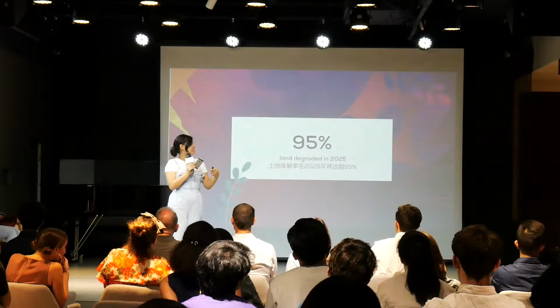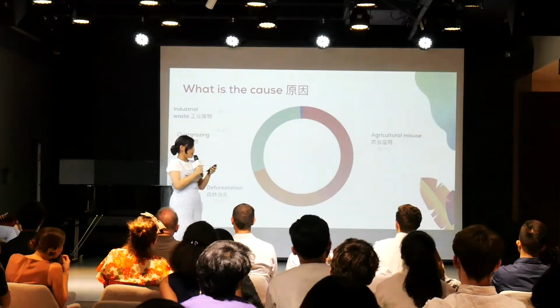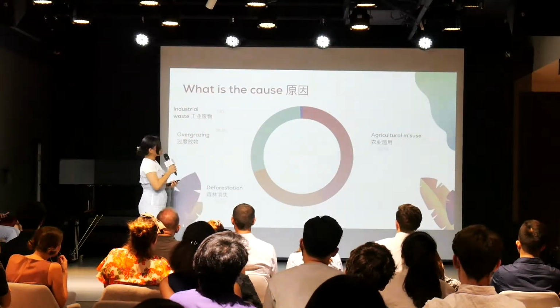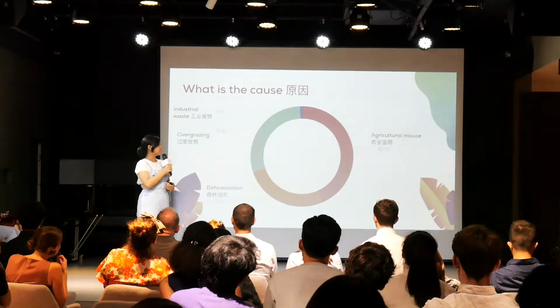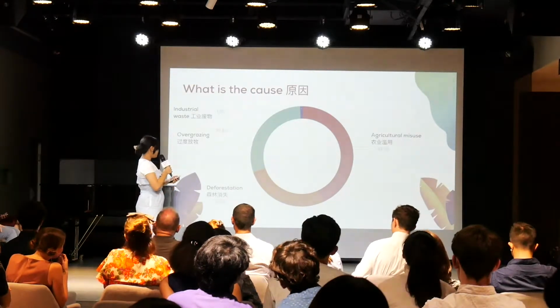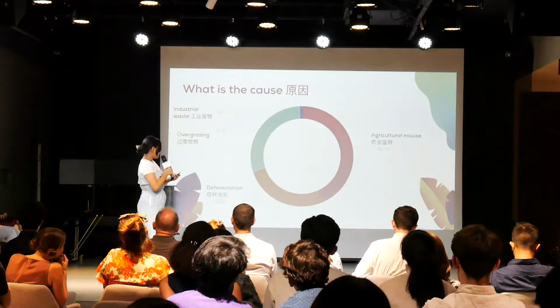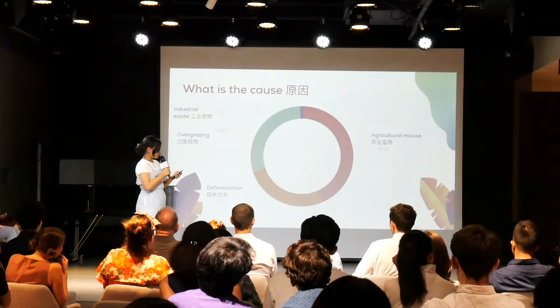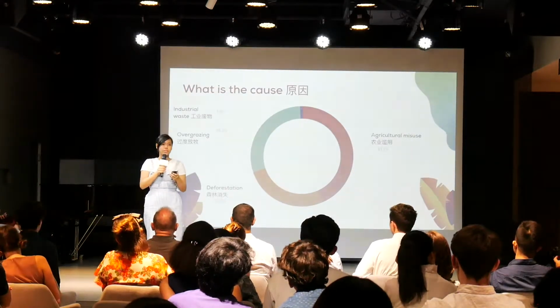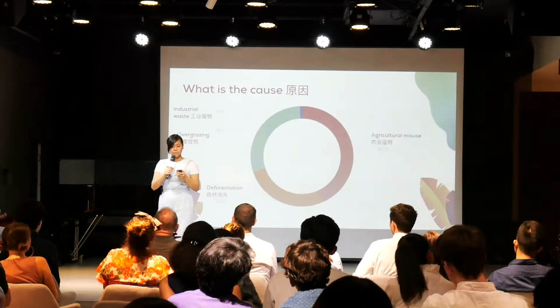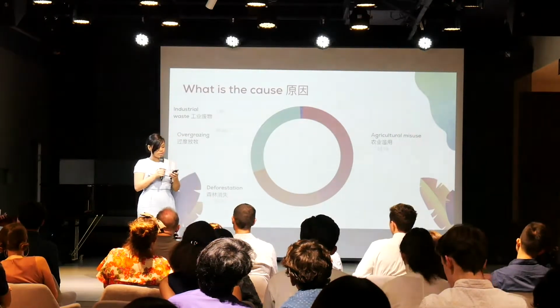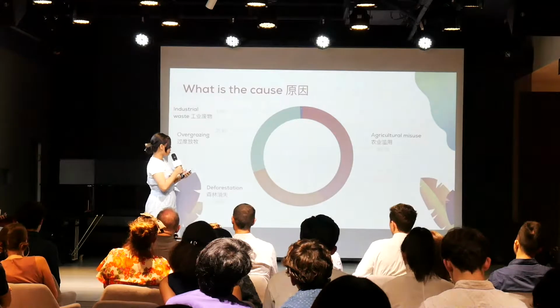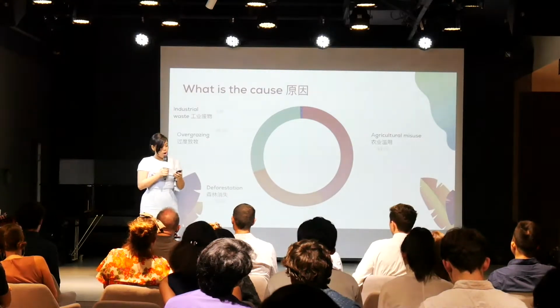So what is the cost of this? The causes of land degradation are divided into 4 parts: industrial waste, overgrazing, deforestation, agriculture misuse. So deforestation is the clearance and clear cutting, the removal of forest or stand of trees, from which land is converted into non-forest use.